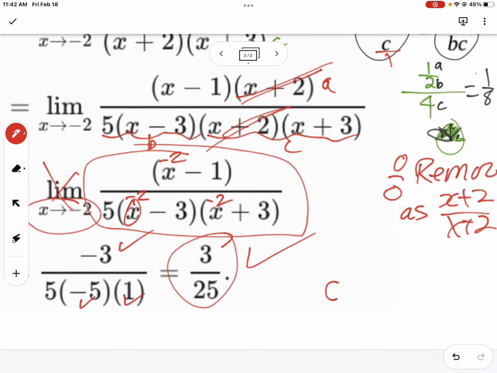So what does it mean? Well, it means that if I'm at an x value of negative 2, I go up and hit the curve and come across, the y value would be 3/25.